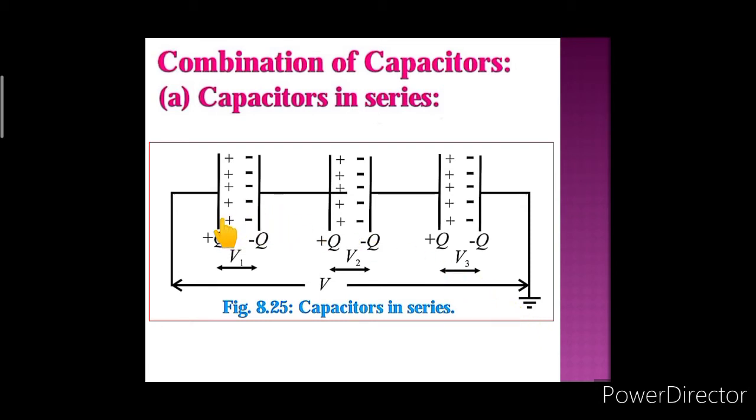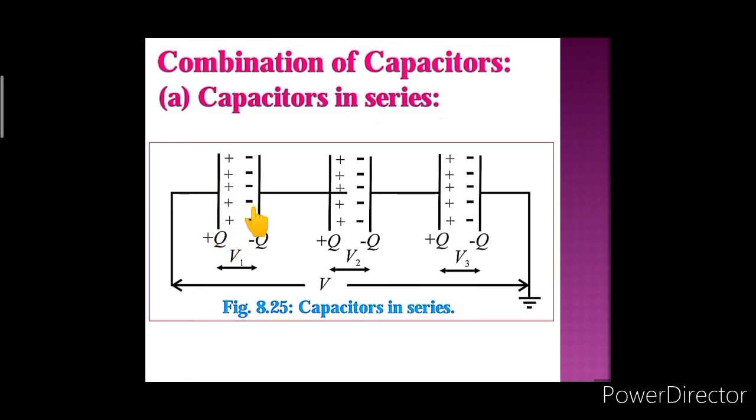So here three capacitors are connected one after another in the form of a chain, and the external potential is applied to the first plate of the first capacitor and the second plate of the third capacitor, and it is the series combination of the capacitors. Now when the potential difference is applied, the first plate of the first capacitor is positively charged. Here we are assuming that plus Q is the charge on the first plate of the first capacitor.